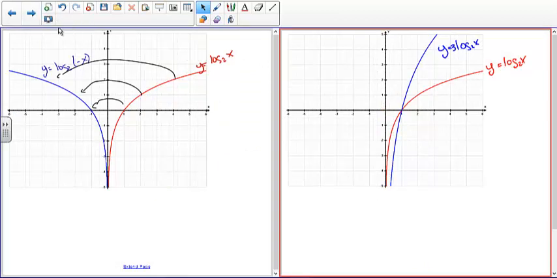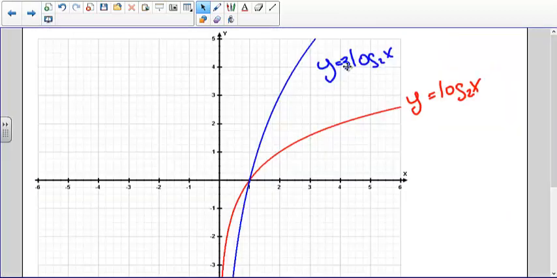And here is an example of stretching. So if I take my parent function and I multiply it by a constant that is greater than 1, it stretches it in the vertical direction. If I multiplied it by something like 1/3, it would shrink it in the vertical direction.